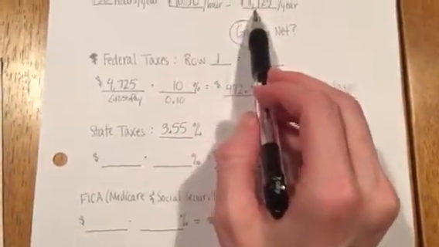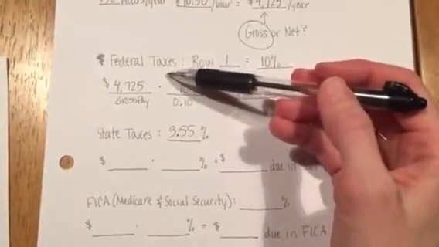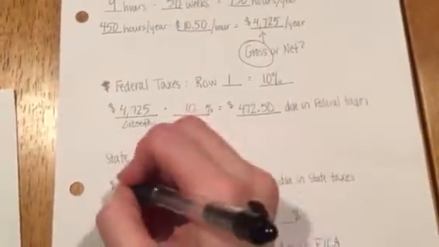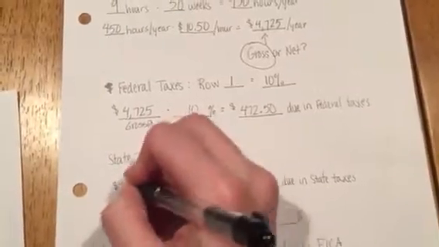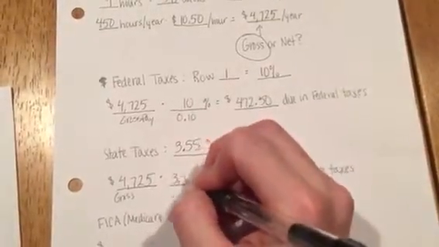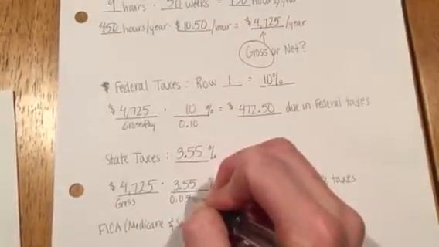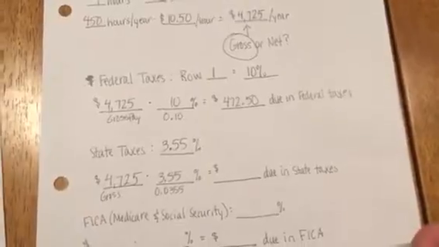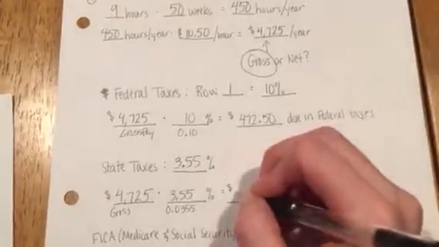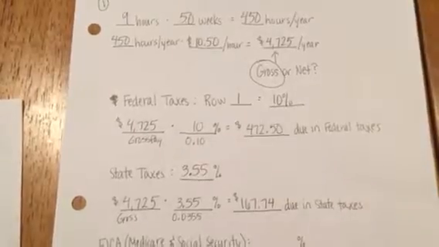Okay, so now when I figure out how much is due in state taxes, I have to put their original gross pay. Like, these taxes aren't based on what's left over after the federal taxes are taken out. They're all based on what you actually earned, like what you started with. So I go back to that first gross pay number, which was $4,725. I'm going to multiply that by 3.55% or 0.0355 and do that on your calculator. You should have gotten $167.74 that are due in state taxes.